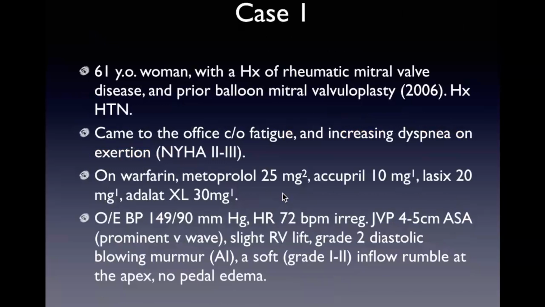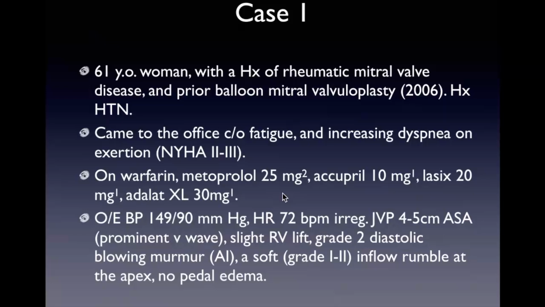Okay. So the first patient is a 61-year-old woman. Actually, was a patient of Dr. Bautista. History of rheumatic mitral valve disease and a prior balloon mitral valvuloplasty in 2006. And this study, I think, was in the mid-2010s, like 2015, 2016. So it's well past the initial valvuloplasty. History of hypertension. And she comes to the office complaining of fatigue and increasing dyspnea, overall NYHA class 2 to 3.